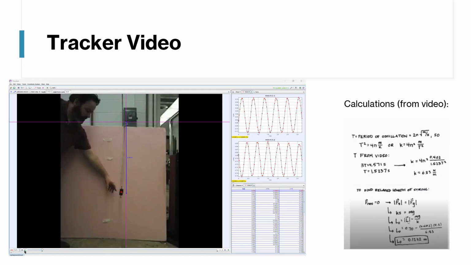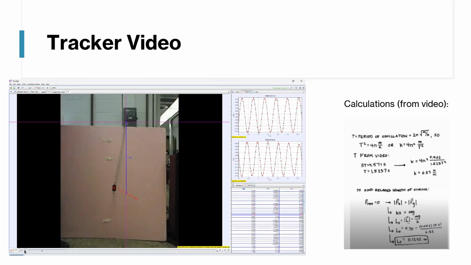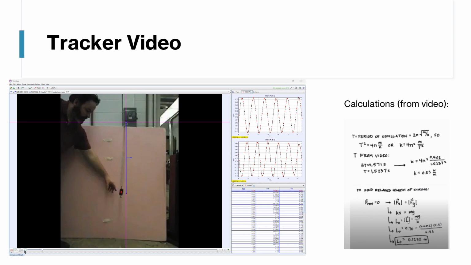This is the experimental video, which was tracked by Tracker to find the movement and oscillation of the mass. As we can see, the mass moves in both the x and y directions, making it a two-dimensional movement. On the right-hand side, we can see the calculations that allow us to find the spring constant and L naught.